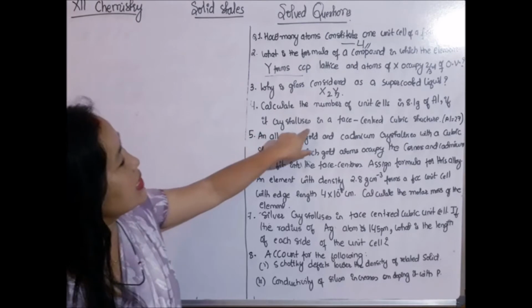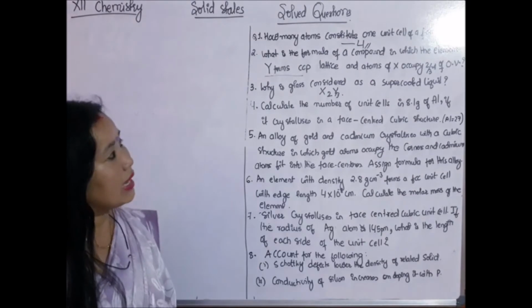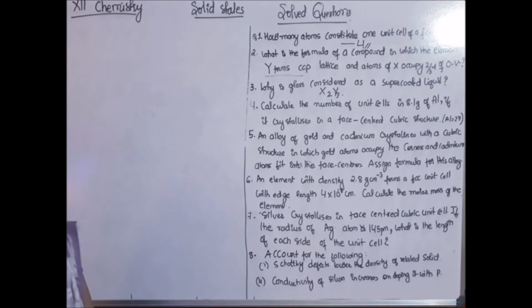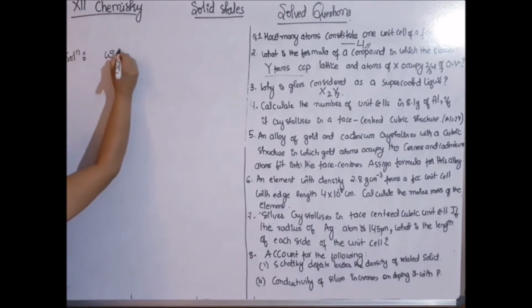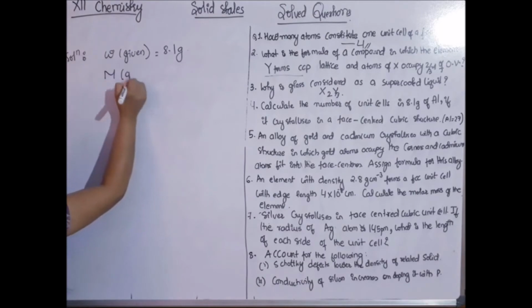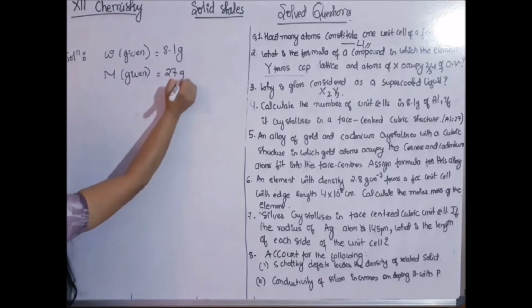If it crystallizes in a face-centered cubic structure. So you are asked to calculate the number of unit cells in 8.1 gram of aluminium, and the unit cell is face-centered. Now, what is the given mass? The given mass is 8.1 gram, and the atomic mass of aluminium is 27 gram per mole.